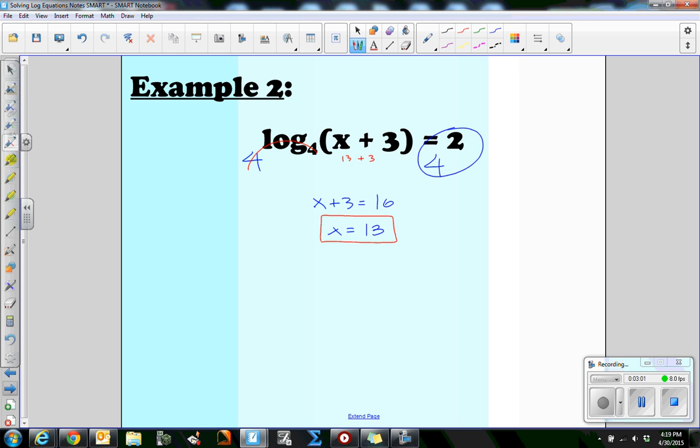The other technique I was going to mention that we used in the last unit ends up with the same result, but you would write this in exponential form. You would take base 4 to the second power equals the argument. And look at that, it's really the same equation. 4 squared is 16. Subtract 3, same solution. A couple of different methods.